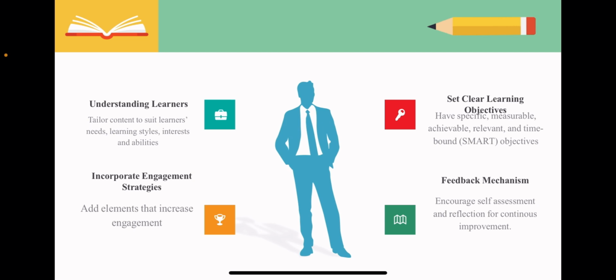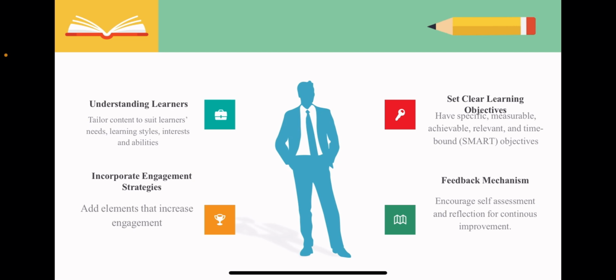That's not possible. So the first element of instructional design is understanding the learner, because the learner is at the center of it all. Everything you're doing is because of that child. So the first thing you need to do is to understand the child. You need to tailor content to suit the child's learning needs. So you need to understand the child's learning needs, or the child's learning style, or the things that interest the child. Understand the child's abilities. These are the first things that you should put in place.